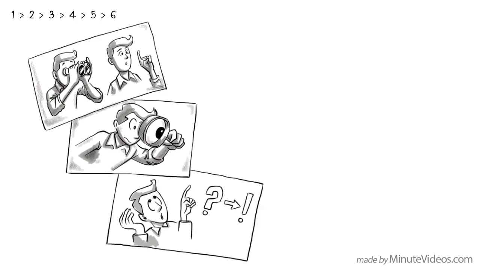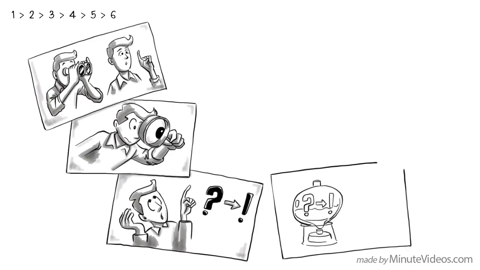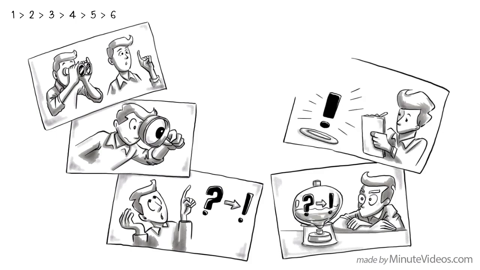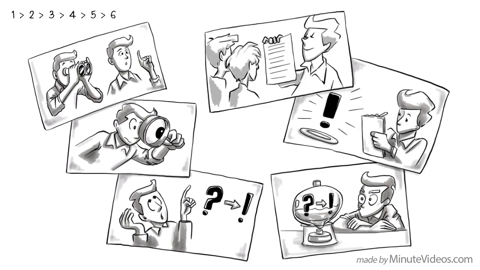There are 6 steps to it. 1. Observe and ask questions. 2. Research. 3. Formulate a hypothesis. 4. Test your hypothesis. 5. Conclude. 6. Share results. The goal of the scientific method is to find out the truth.